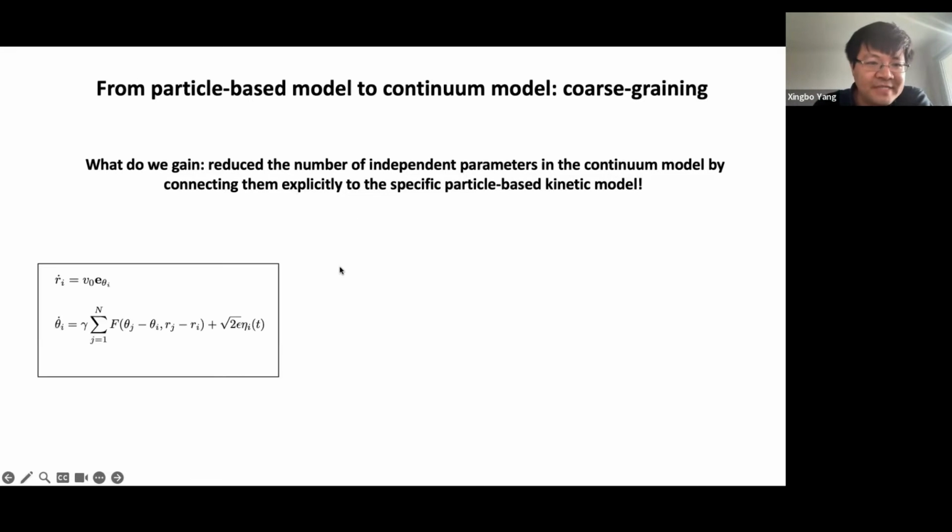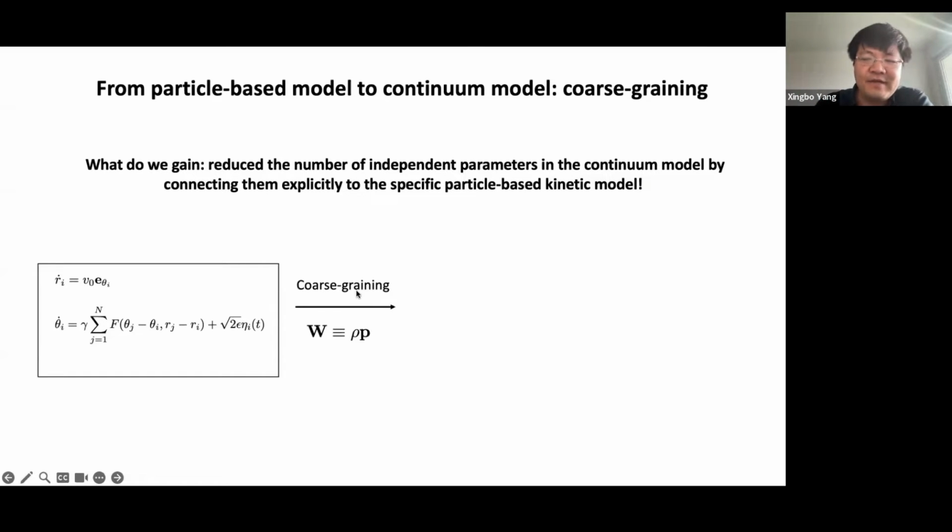So in this case, for example, what do we gain? We can reduce the number of independent parameters in the continuum equations by connecting them explicitly to the specific particle-based kinetic model. So all those 5 unknown parameters, is there any way to make them functions of those specific kinetic parameters in a specific kinetic model? Can we do that? The answer is yes. And if you do that, you probably need to go through quite elaborate mathematics, but the concept is very simple.